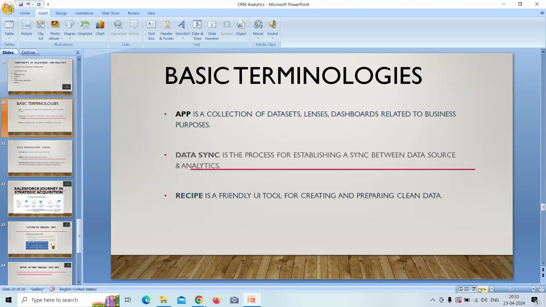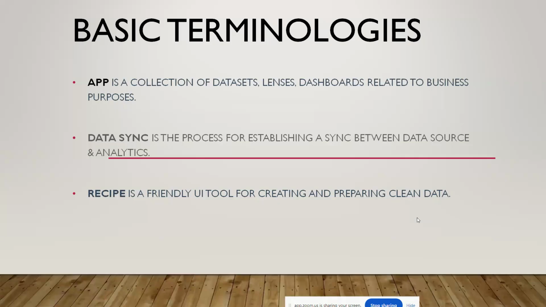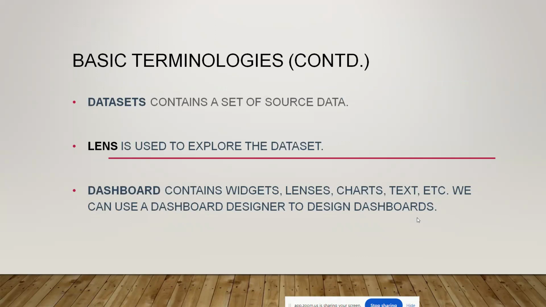So these are the terminologies. I have just written the basic definition. App is what I showed you, a collection of data set, lens, and dashboard related to a business purpose. Data sync is the process for establishing a sync, whatever data I'm collecting from the data source into analytics. Then recipe is a friendly UI tool for creating and preparing clean data. Then we have the data set, which contains a set of source data. Lens is used to explore the data set. And the CRM dashboard contains widgets, lenses, charts. We can use a dashboard designer to design dashboards.